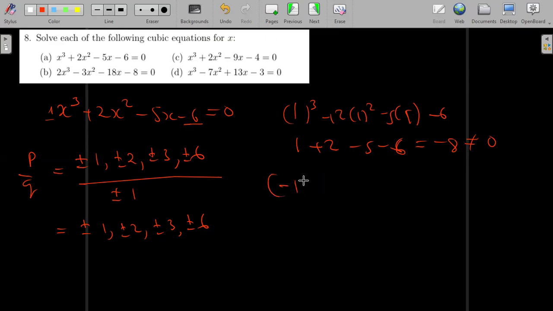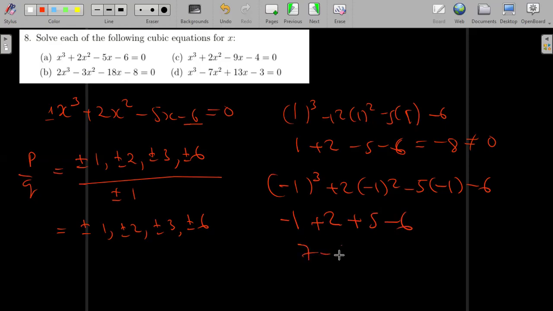If I replace by minus 1, I have minus 1 cubed plus 2 times minus 1 squared, minus 5 times minus 1, minus 6. This will give me minus 1, then this will be positive, so plus 1, which gives me a plus 2, then plus 5, then minus 6. This gives me 7 minus 7, which is 0. So x equal to minus 1 is a root of this cubic function.